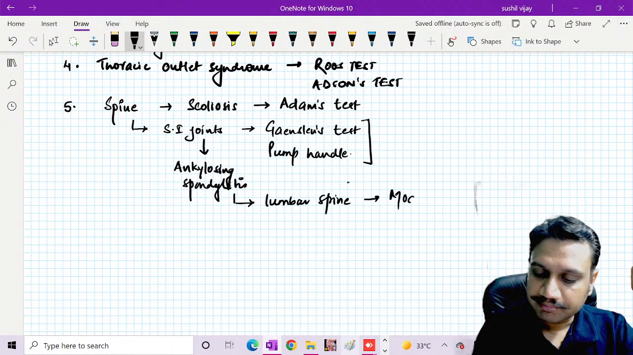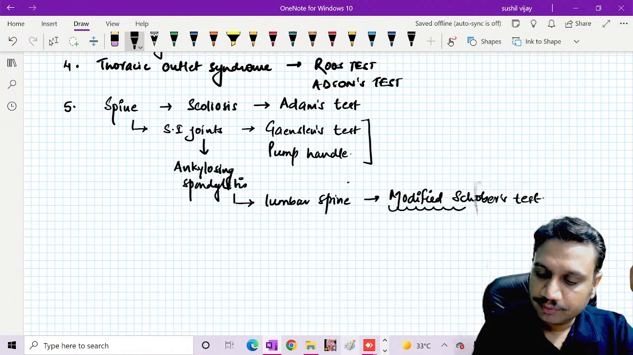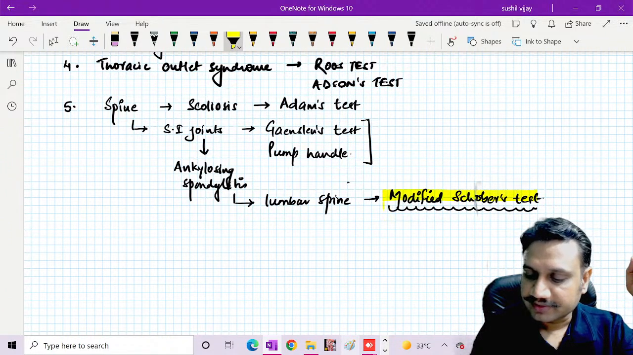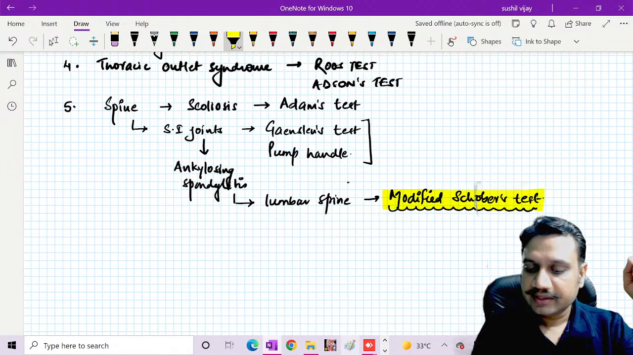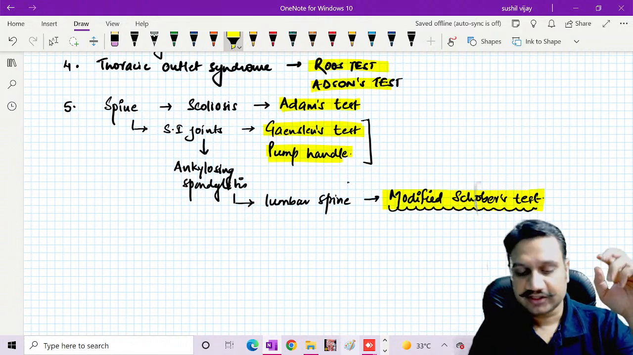That is what you call the modified Schober's test. Modified Schober's test. Okay. So Adams test, Ganselin test, pump handle test, Roos, Adson. These are the tests for the spine.